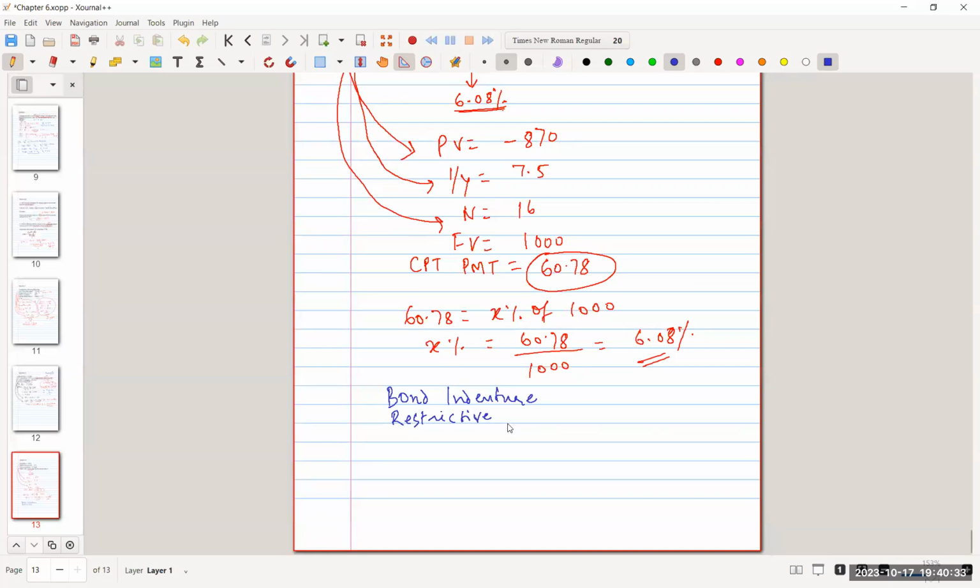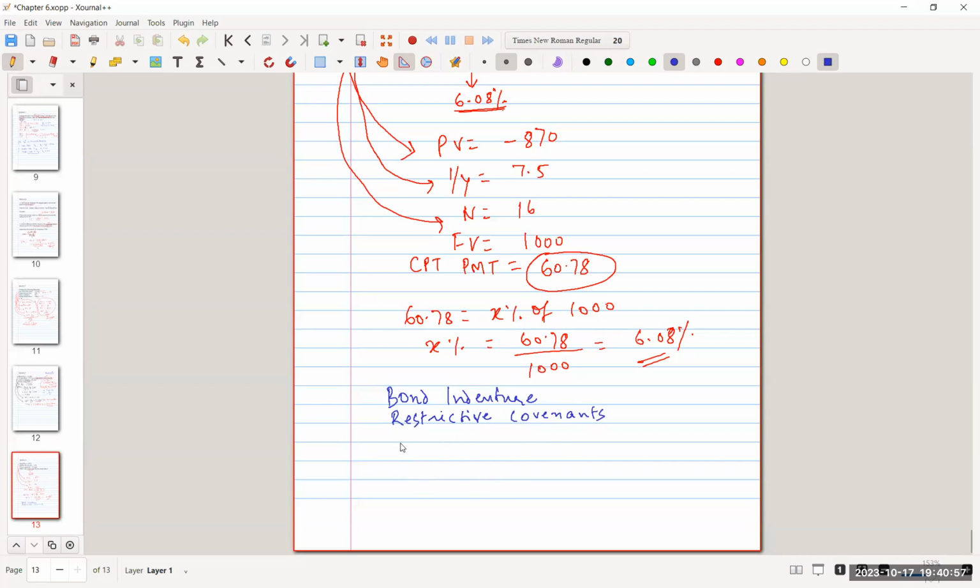So they will say, don't do this, don't borrow more money until you repay our money. Don't give dividends to your shareholders till you pay back our money. Don't invest in this particular risky project till you pay back our money. Like that, all restrictions that are placed are restrictive covenants. So read about that. It will take you 5 minutes to do it.